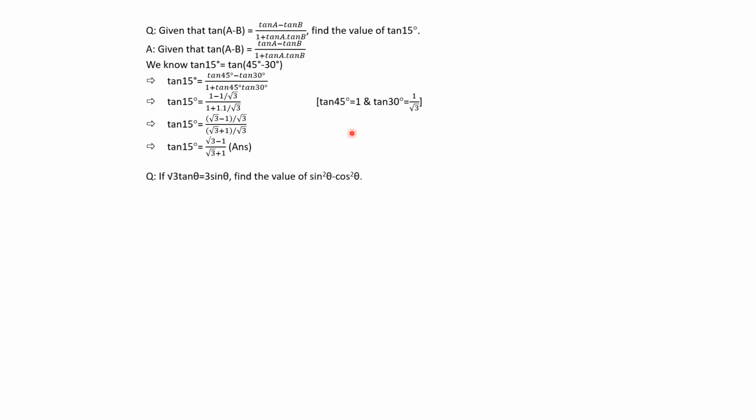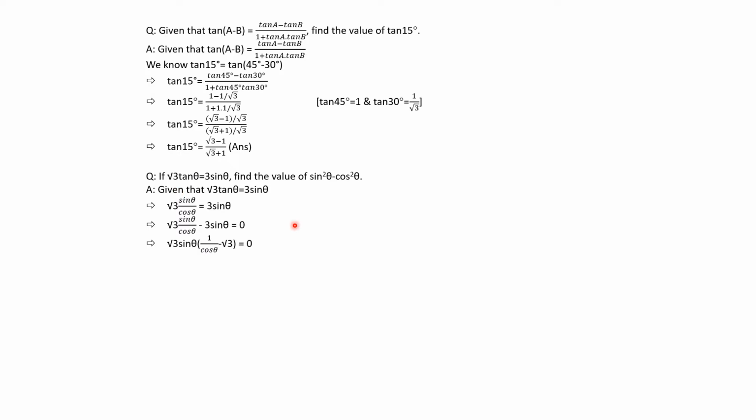If root 3 into tan theta equals 3 sin theta, find the value of sin square theta minus cos square theta. So it is given root 3 tan theta equals 3 sin theta, or we can write tan theta in terms of sin theta by cos theta. So root 3 into sin theta by cos theta equals 3 sin theta, or root 3 into sin theta by cos theta minus 3 sin theta equals 0, because we are taking 3 sin theta to the left hand side.